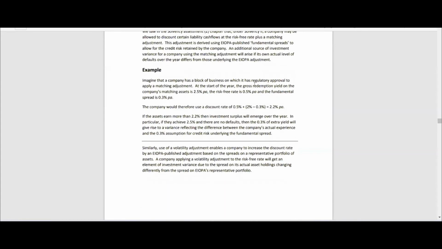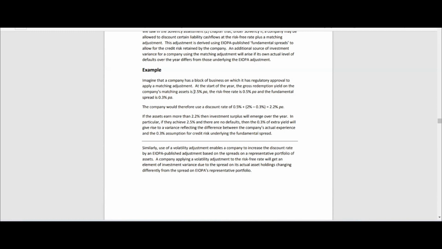Imagine that a company has a block of business on which it has regulatory approval to apply a matching adjustment. At the start of the year, the gross redemption yield on the company's matching assets is 2.5%. So we already know what the matching adjustment is. It applies if you are holding annuity, because in annuity there is no surrender, so there is no surrender risk. Whatever asset you are holding, you can hold it for the entire duration. If you get a corporate bond, otherwise a corporate bond has more risk because there is more default risk. But because a corporate bond gives higher yield, and because in annuity there is no surrender, you can use that higher yield. So that extra yield that you get over the government bond is called the matching adjustment.